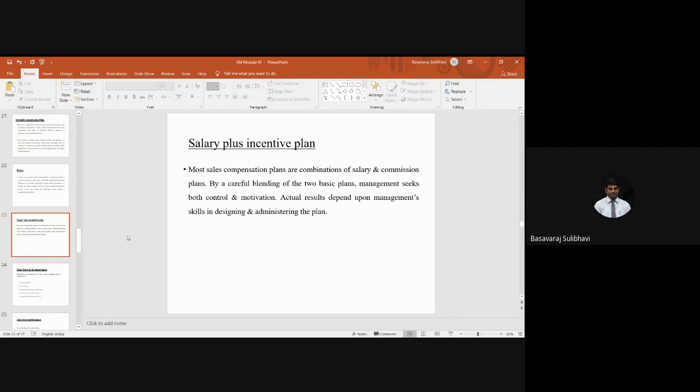So it is very important that these plans are successful. Sometimes it depends on the skill that management possesses, how best they uniquely design these salary plus commission plans, and how best they are administered in the organization, so that it is very fair among the employees. The employees should consider it a very fair plan for them.